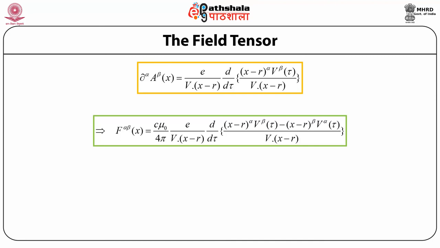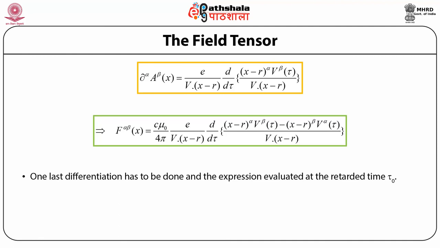This implies that F_αβ(x) = (c μ0/4π) (e/(v·(x−r))) d/dτ[((x−r)_α v_β(τ) − (x−r)_β v_α(τ))/(v·(x−r))]. One last differentiation has to be done and the expression evaluated at the retarded time.